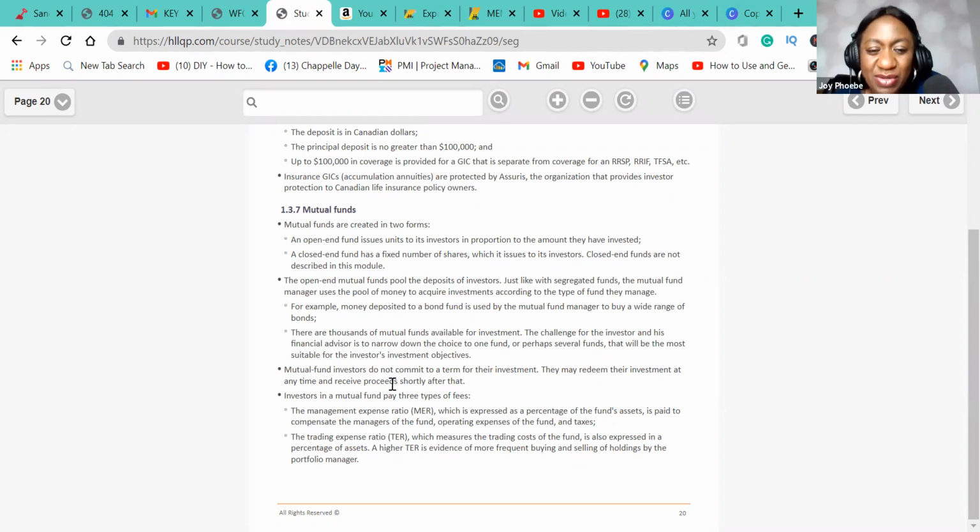Mutual fund investors do not commit to a term for their investment. They may redeem their investment at any time and receive proceeds shortly after that. Investors in mutual funds pay 3 types of fees.